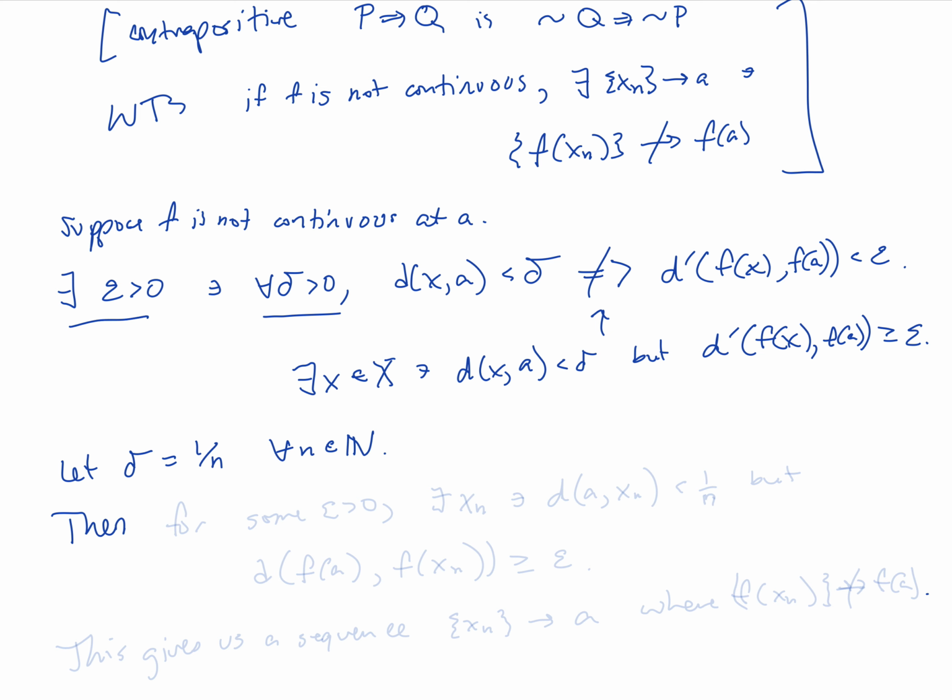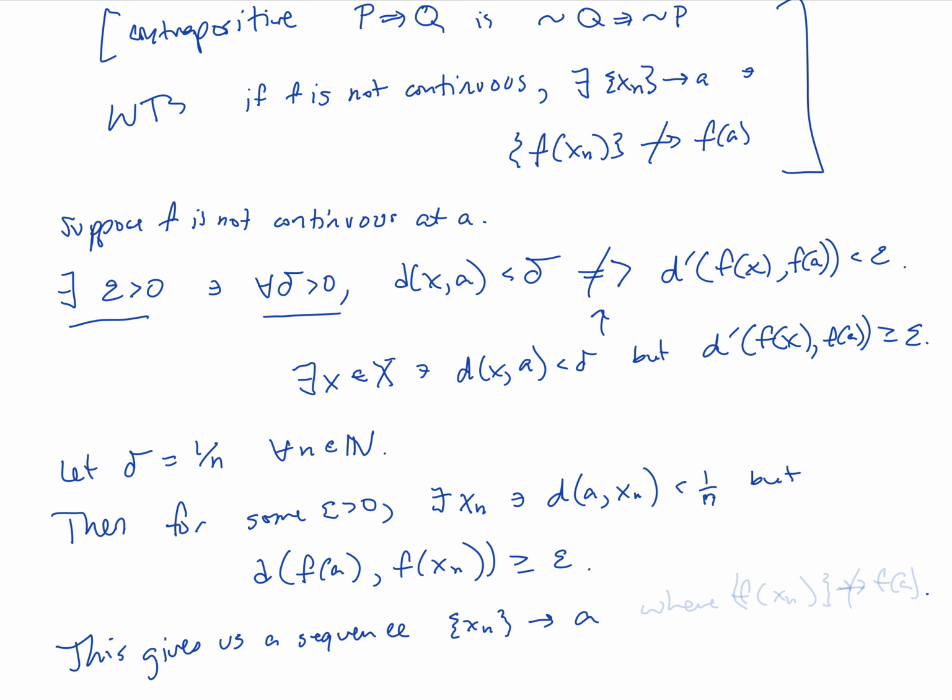Then for this epsilon, for some epsilon greater than 0, it does not matter what our delta is. No matter what delta is, the distance between f of x and f of a will not be less than our epsilon. So for this epsilon, it's the case that there exists some x sub n such that the distance between a and x sub n is less than delta, but the distance between f of a and f of x sub n is greater than or equal to epsilon. This gives us such a sequence, a sequence x sub n converging to a, where f of x sub n does not converge to f of a.